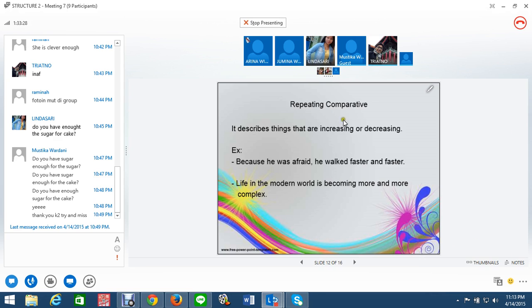Okay, so here repeating means we repeat, pengulangan. Okay, so here, how do we know that it is repeating comparative? From faster and faster, more and more complex. So here, to repeat something, to repeat double comparative. So what we repeat there is the adjective or the adverb. So the word that we are going to repeat is an adjective or adverb.